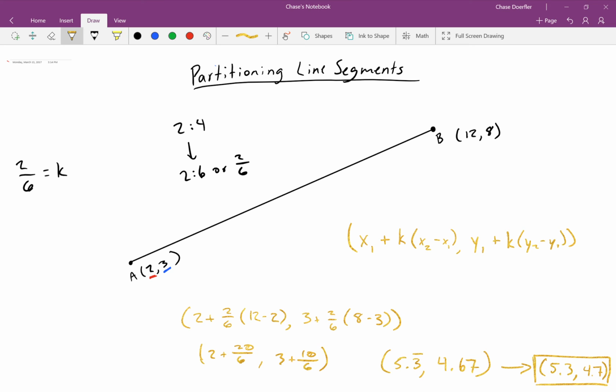And I believe that would be right about here. I'm going to call it point C. Again, it would be 5.3, 4.7.